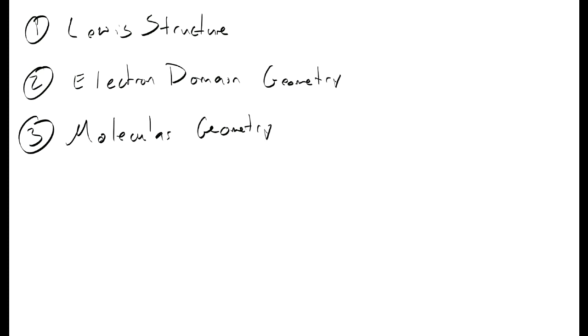So we've already covered the Lewis structure. That was section 3, excuse me. So next we'll cover the electron domain geometry, then we'll cover molecular geometry. Okay? So the electron domain geometry is all about counting the number of electron domains.